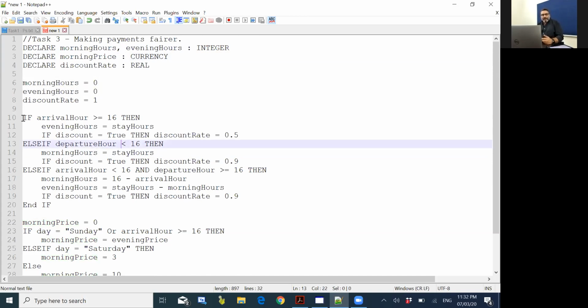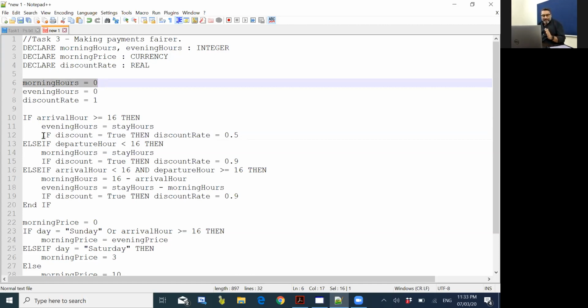So we are now seeing if arrival hour is greater than 16, then evening hour is equal to stay hours. So if they have arrived after 1600, whatever the number of hours they stayed will be evening, whereas morning hours will remain 0. We have not touched evening hours.